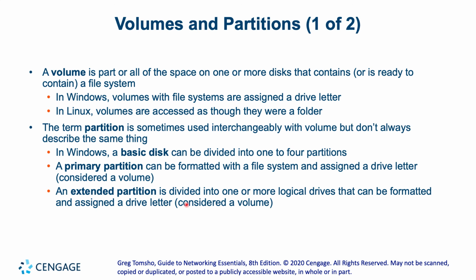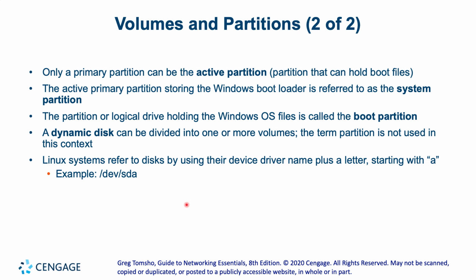So what we can do is, with an extended partition, I can have some space on the drive, and I can have multiple volumes inside the extended partition. So I can have drive letters D, E, and F all in the extended partition. A primary partition always has 1 drive letter. Only a primary partition can be the active partition, or the partition that you can boot from.